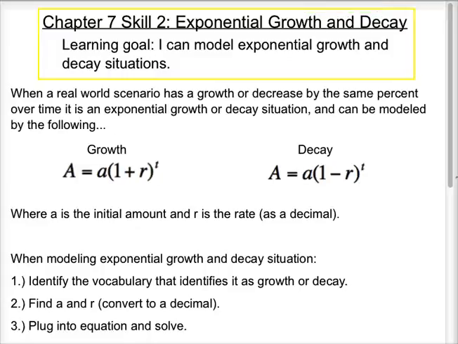Welcome back. So now we're going to dive into real world examples, real world problems, because there are many real world scenarios where you talk about a percent growth or percent decrease over time. And so we're going to model that with exponential growth and exponential decay.